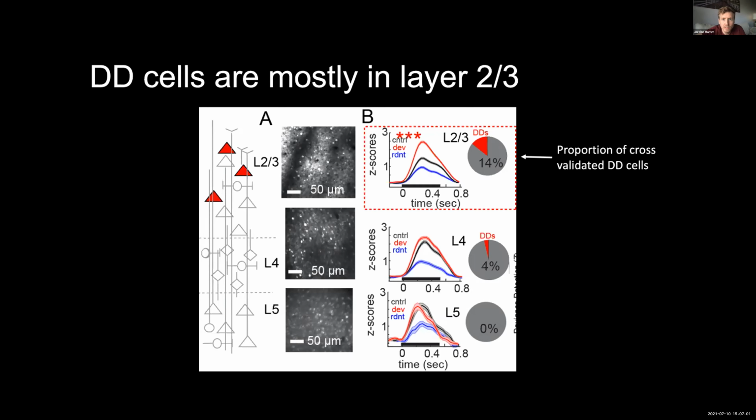If we zoom back out and look again at the layer 4 and layer 5 data, it appears there may be in layer 4 a few neurons which pass cross-validation, maybe about 4%, but it's pretty low. And it's possible that our layer definitions were not perfect. We based this mainly on depth. So it is pretty clear that these deviance detectors are a layer 2-3 phenomenon.